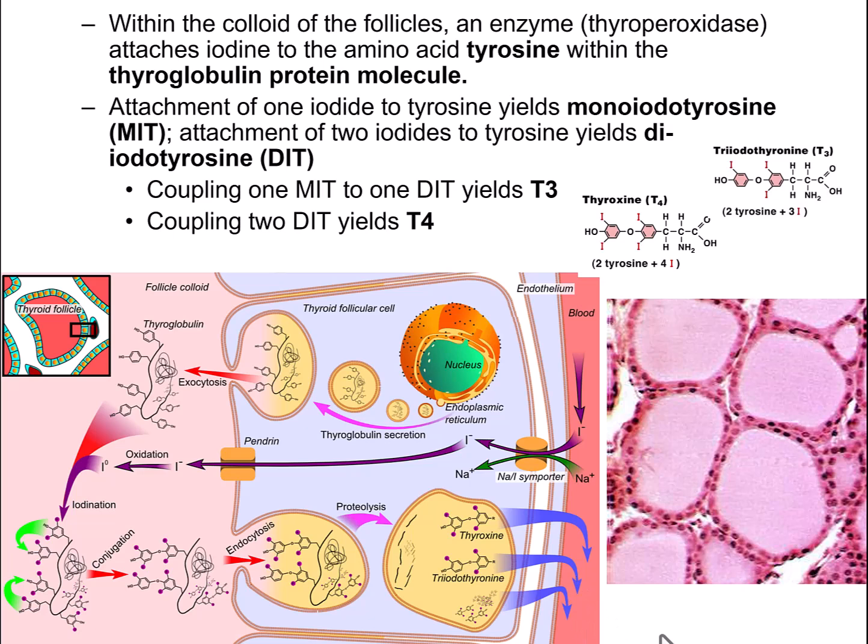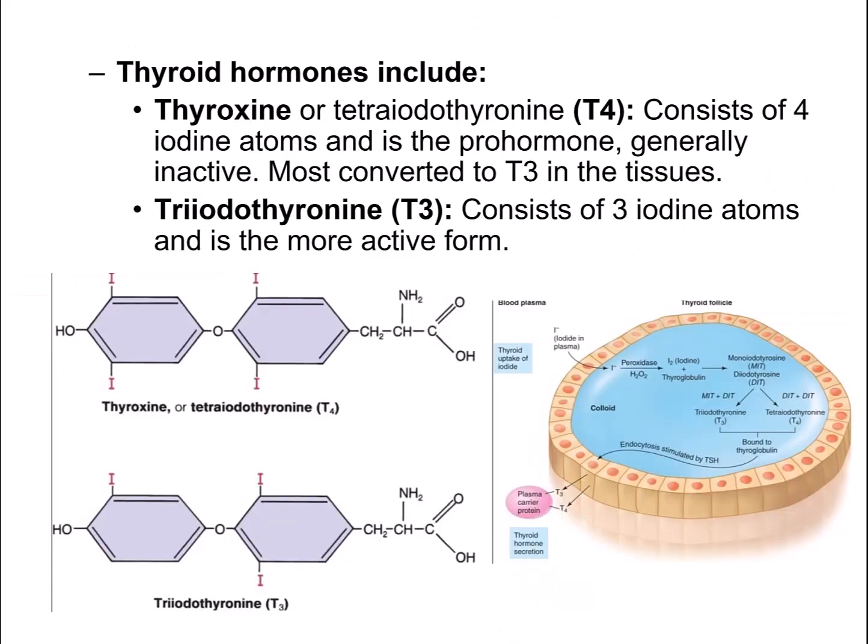It's a fantastic process. Thyroid hormones include thyroxine and triiodothyronine. Another name for thyroxine is tetraiodothyronine because it has 4 iodine atoms attached. And T4 is usually considered the prohormone because that's the one that's generally inactive. Most of it is going to be converted to T3 in the tissue cells. Triiodothyronine, or T3, consists of 3 iodine atoms and is the more active form. You want to make sure you star that. T3 is the more active form.